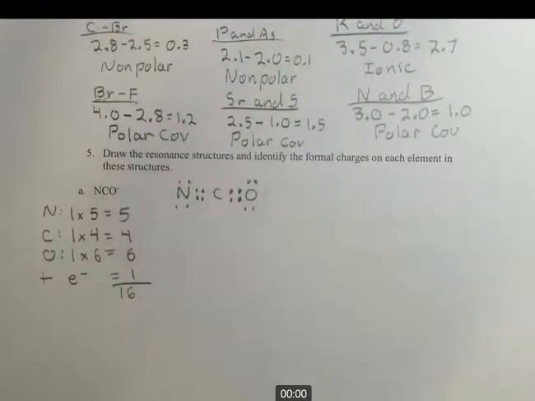Now we're going to do another one. Now we're going to violate one of the rules on purpose here. We're not going to put the least electronegative atom in the middle.